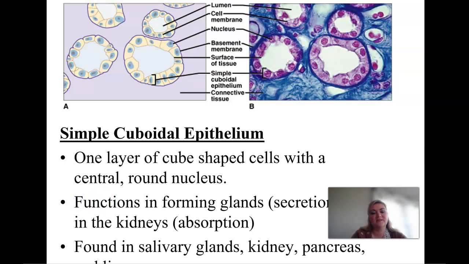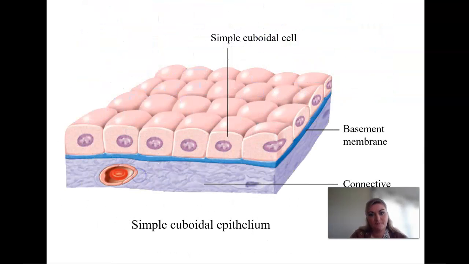They're also going to be found in things like salivary glands, kidney, pancreas, and liver. So looking at it, you see your simple, one layer, cube-shaped cells, has the basement membrane, you see the connective tissue there, and you see the blood supply over to the side.